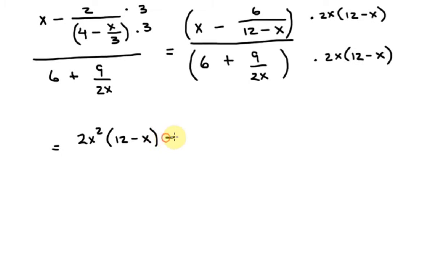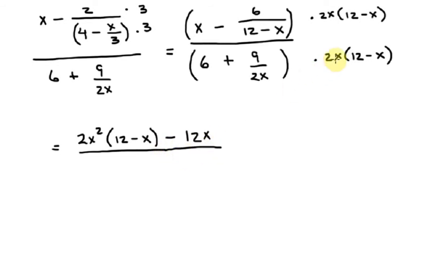Then I have minus, and so that's that minus there. And then the 12 minus x cancels. I'm left with 2x times 6. So that's going to be 12x. Okay. And all of that is on the top.